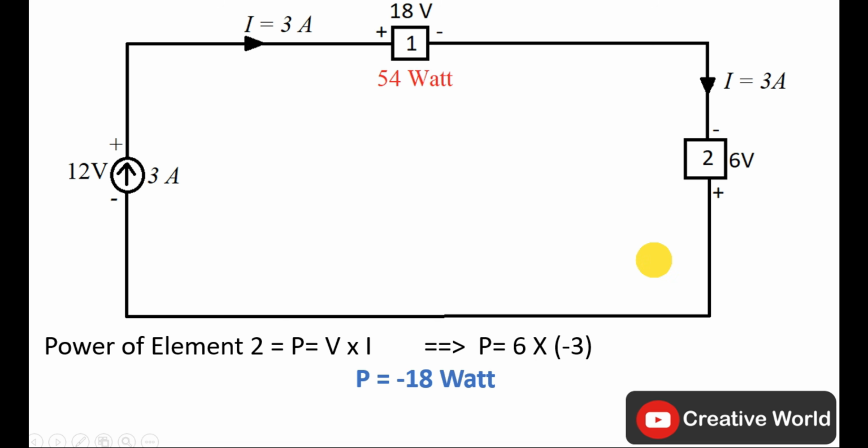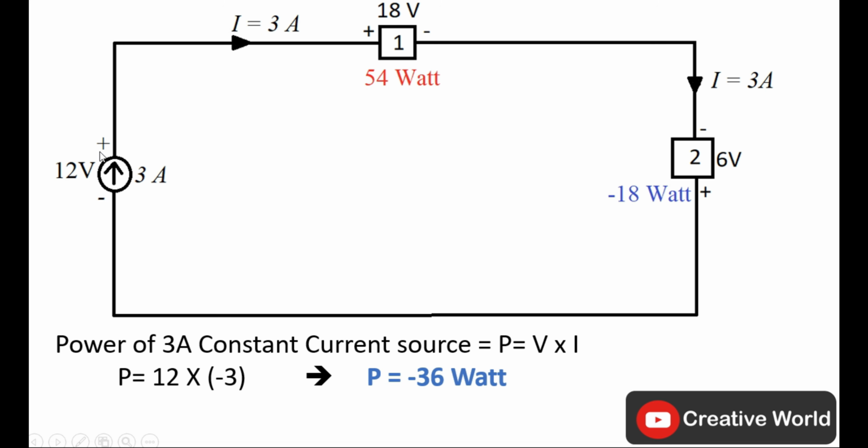Similarly, I will calculate the power of the 3 ampere constant current source. If we assume this current scenario, the current comes here and enters on the negative side of the source, so it will also be supplying power. And how much power will it be supplying? Simply 12 multiplied by 3, which is equal to minus 36 watt.